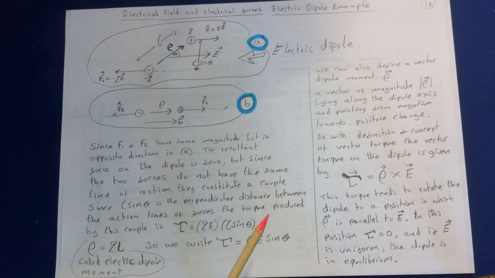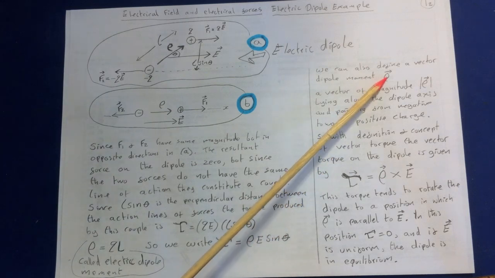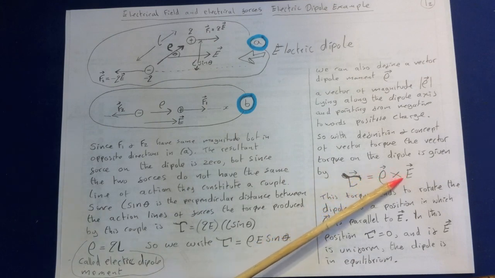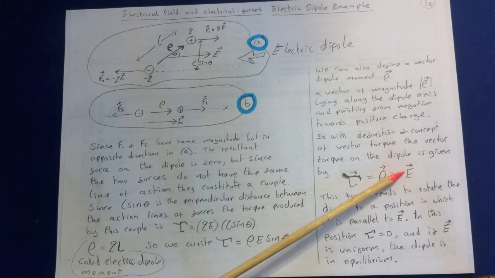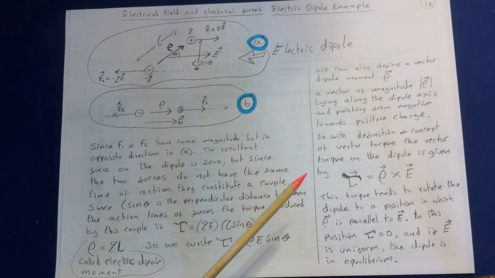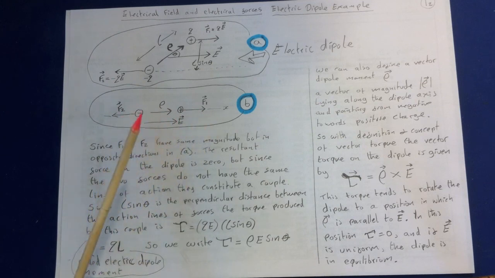Given this, we can also define a vector dipole moment, vector p. Now we can define a vector torque as the dipole moment crossed with the vector of the electric field. This torque tends to rotate the dipole to a position in which p is parallel to E. In other words, we end up with this situation here. In this position, the torque is 0, and if E is uniform, the dipole is in equilibrium. So that's really the description of an electric dipole and how you calculate the torque on it.